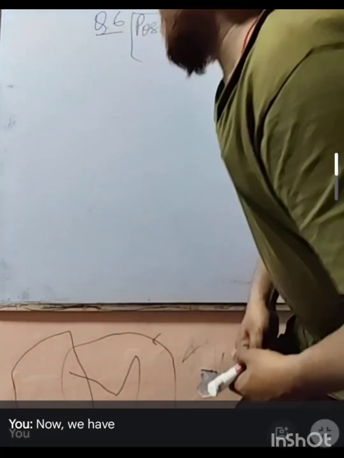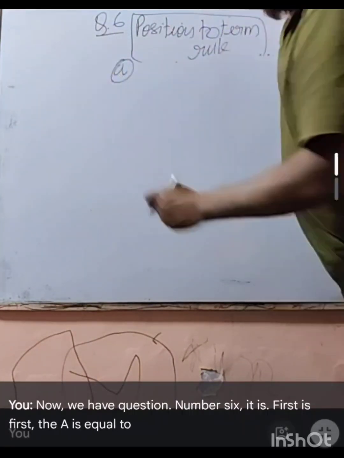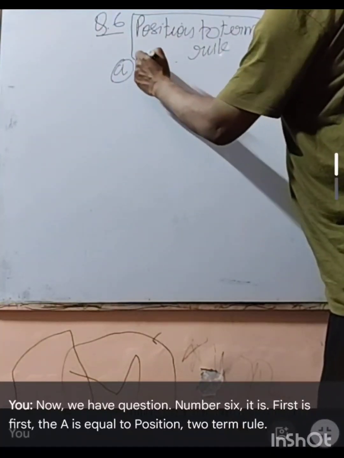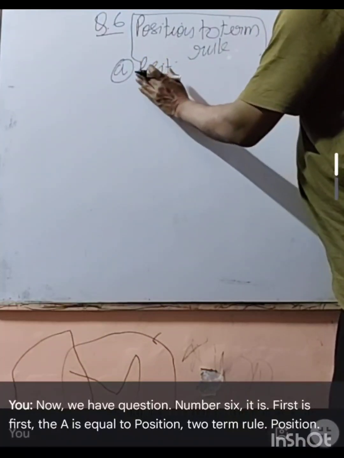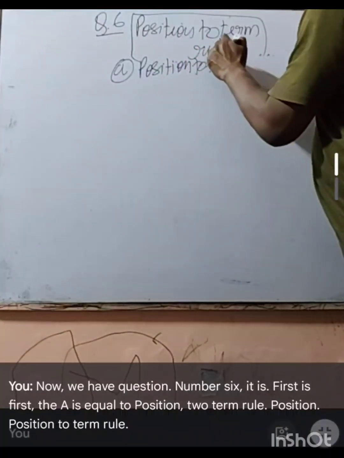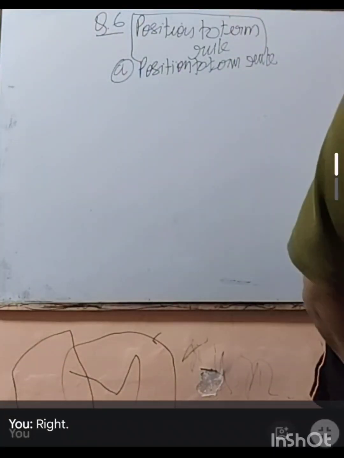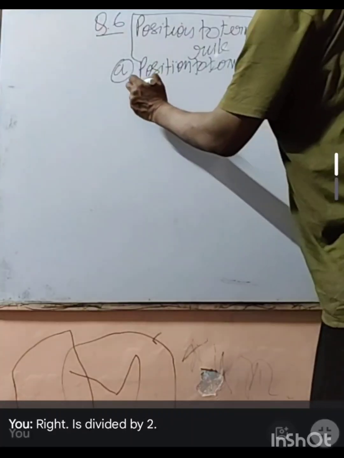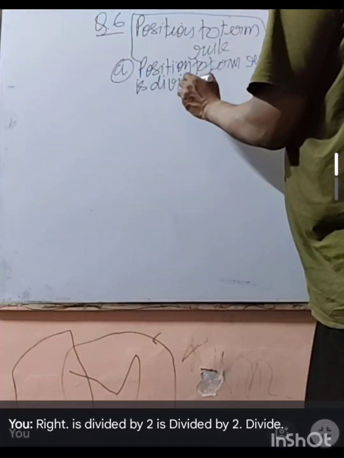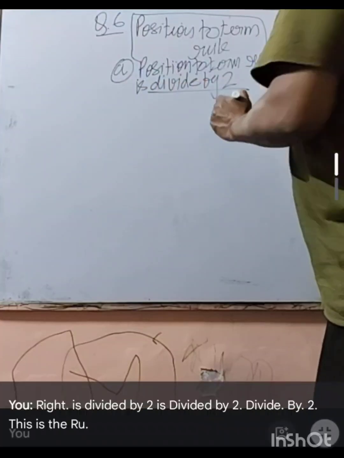Now we have question number 6, part A. The position to term rule is divide by 2. Divide by 2. This is the rule.